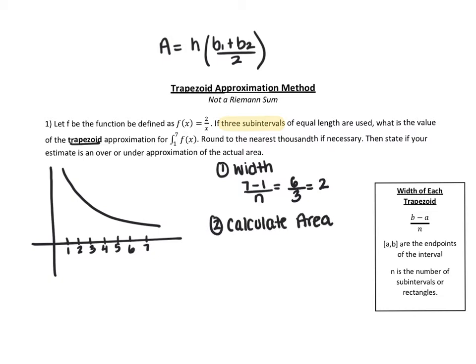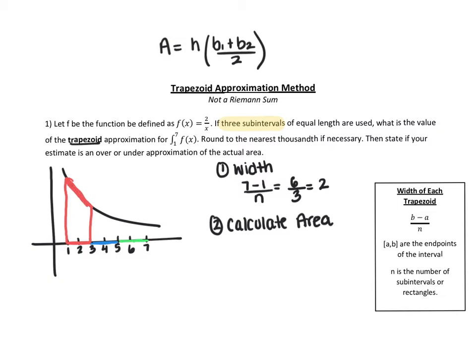If each one of our trapezoids will have a width of 2, we could start from any end, it doesn't matter. Here's the width of one trapezoid. Here's another 2, and then one more. That will give us our 3 subintervals. What we're going to do is draw the trapezoid straight up here, straight up here. Here are my parallel sides, right? And this will be my trapezoid right here.